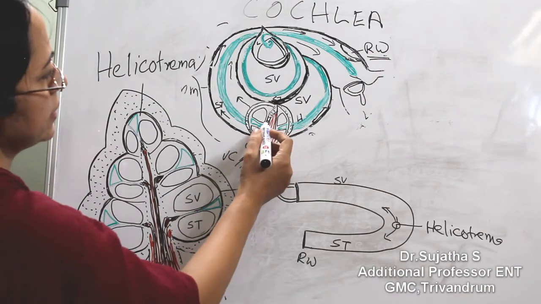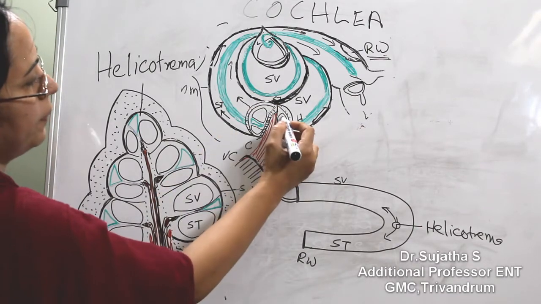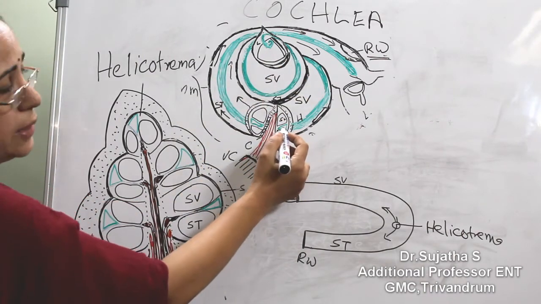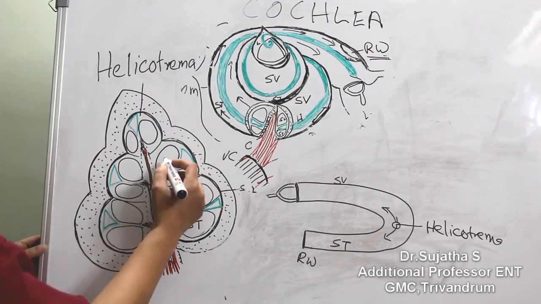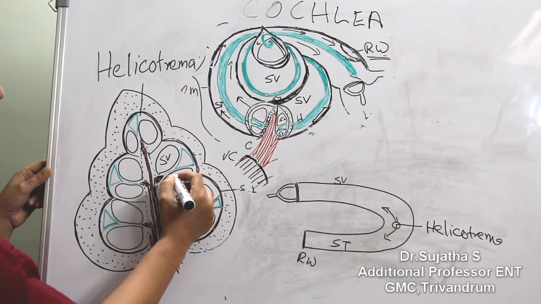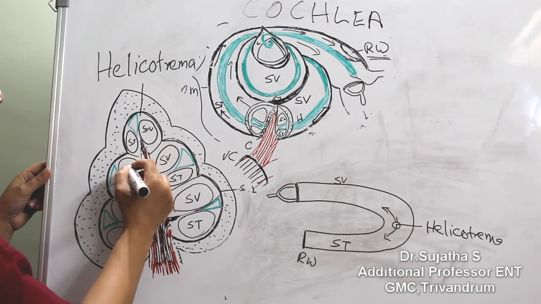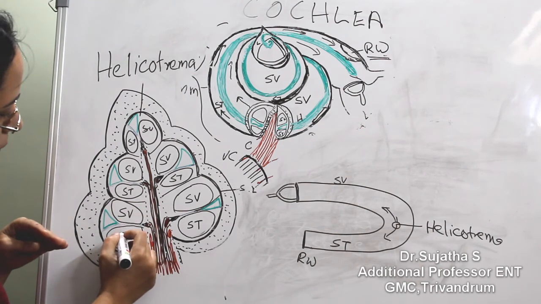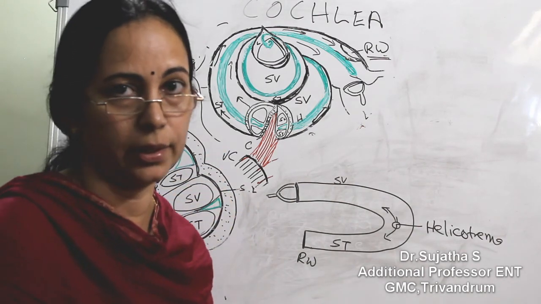And here you can see that this is a cross section. If you cut here, there is Scala vestibuli above with Scala tympani below, and in between goes the green color, that is the cochlear duct, the membranous cochlea. So the tube above is the Scala vestibuli and below is the Scala tympani, and in between comes the membranous cochlea or the cochlear duct.